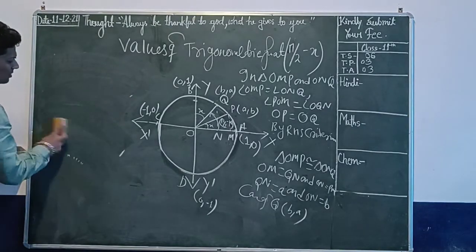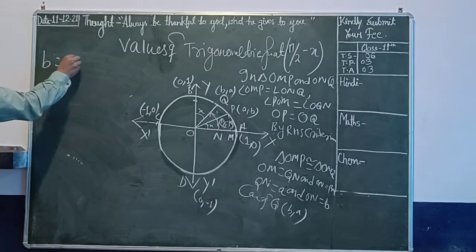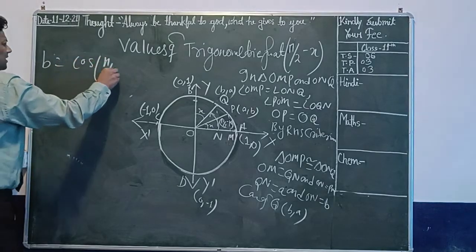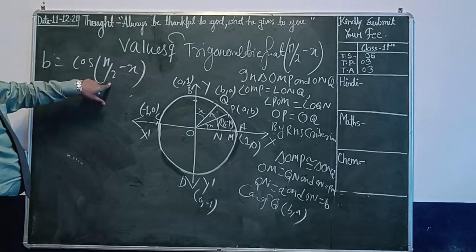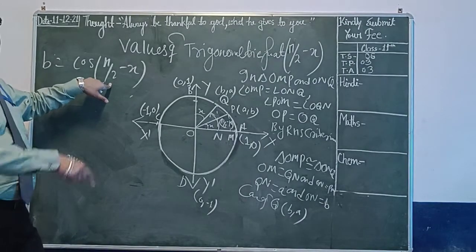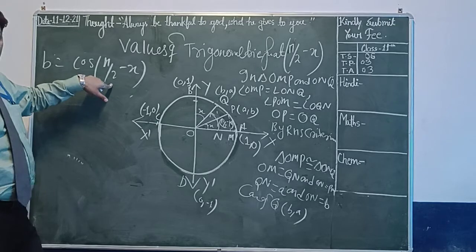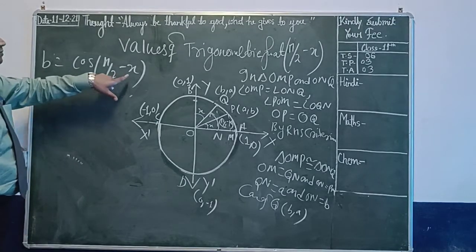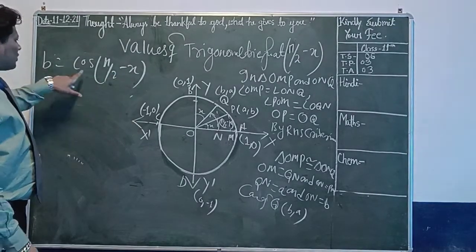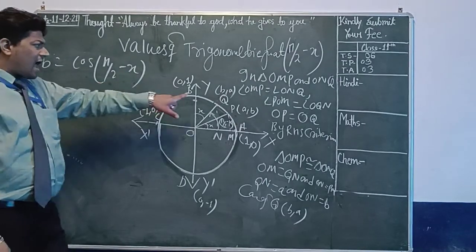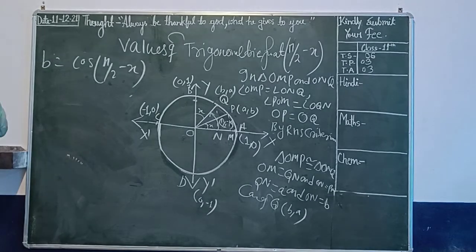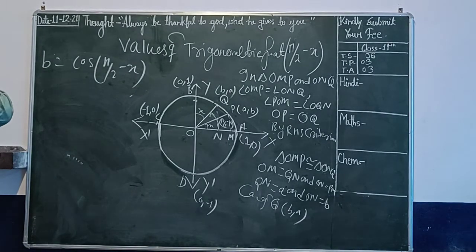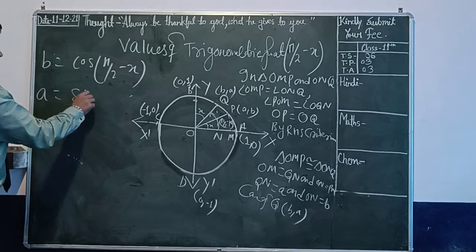We will get something else. Now B is equal to cos of pi by 2 minus x. Is it clear? In the place of x we have pi by 2 minus x, same as in the place of x we have minus x. So B equals cos of pi by 2 minus x, and B will be equal to cos x. And A will be equal to sin of pi by 2 minus x.